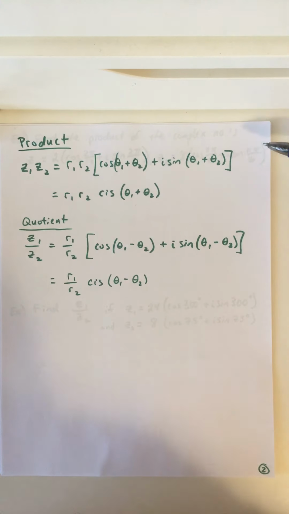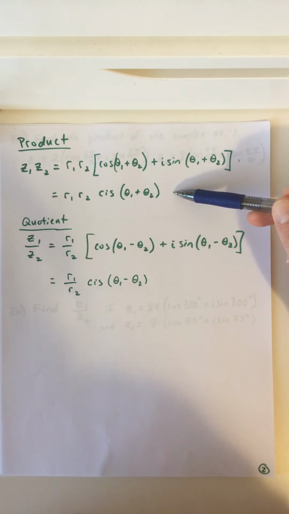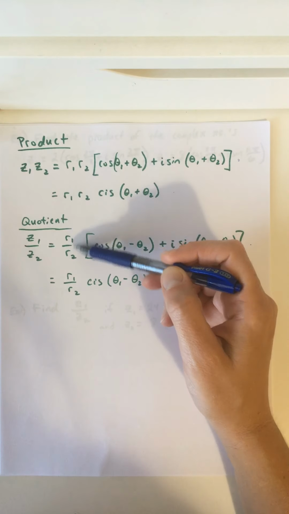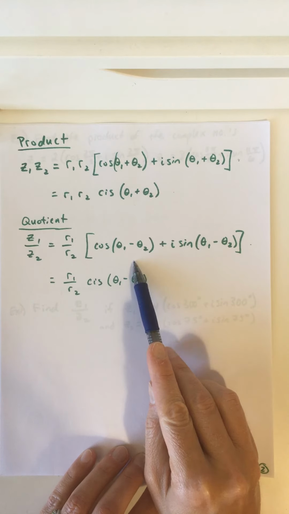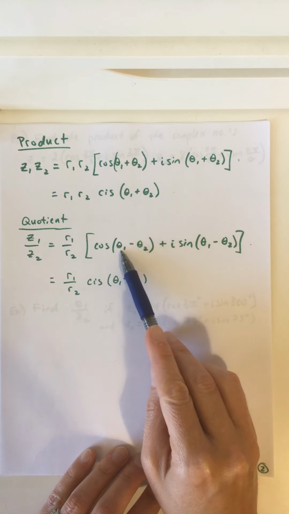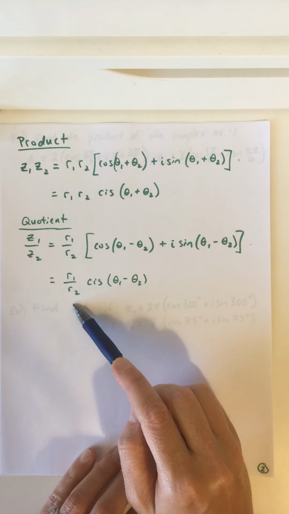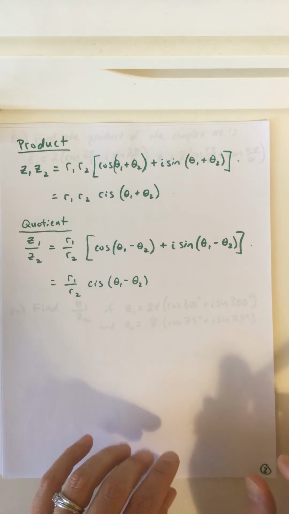Here are the two formulas from this section that I'd like you to know. Here's the product formula that we just proved, and here's its simplified form. And here's the quotient formula for dividing two complex numbers. You're going to divide the first radius by the second radius, and instead of adding the two angles, you'll be subtracting the two angles. The simplified form you can think of as r1 divided by r2 cis the first angle minus the second angle.